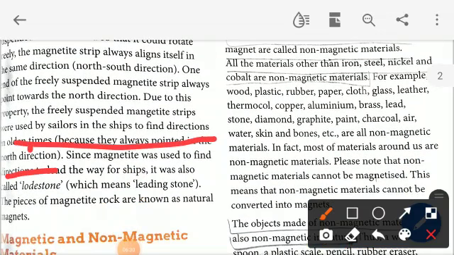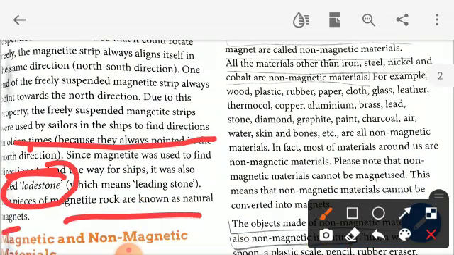Since magnetite was used to find direction and lead the way for ships, it was also called lodestone. So it is also known as lodestone, which means leading stone. The pieces of magnetite rocks are known as natural magnets. I hope it is clear for you.